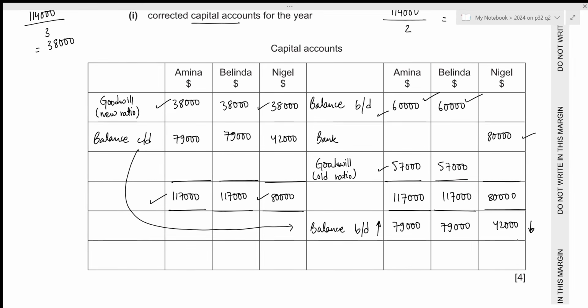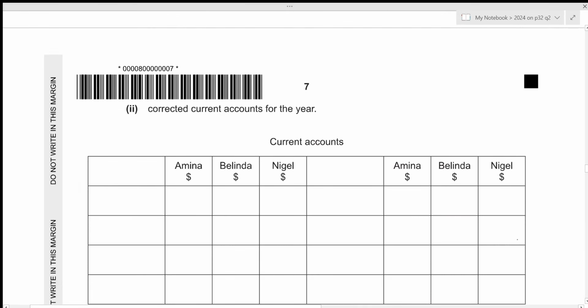That's why Nigel's capital will now decrease, and he is essentially paying to get a profit from this partnership business to Amina and Belinda. That is just the adjustment of goodwill. That's all for this part. Let's move towards the next one.